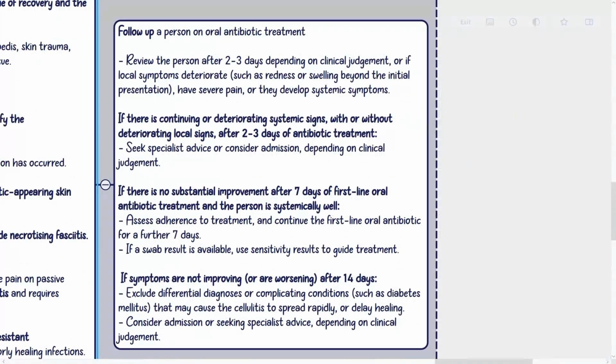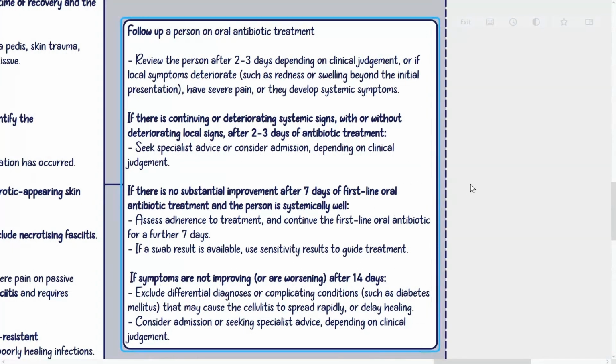Follow up a person on oral antibiotic treatment. Review the person after 2 to 3 days, depending on clinical judgment, or if local symptoms deteriorate, such as redness or swelling beyond the initial presentation, have severe pain, or they develop systemic symptoms. If there is continuing or deteriorating systemic signs, with or without deteriorating local signs, after 2 to 3 days of antibiotic treatment, seek specialist advice or consider admission.